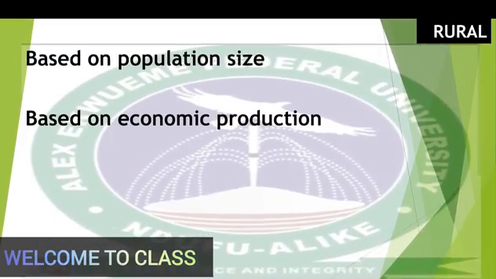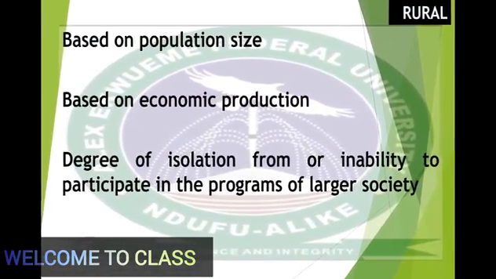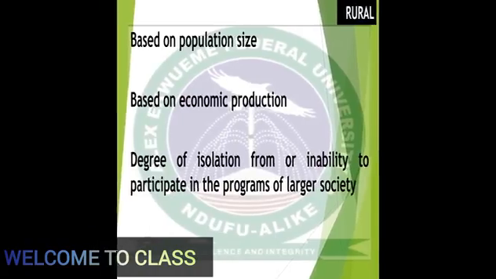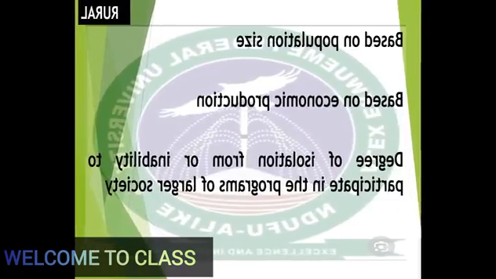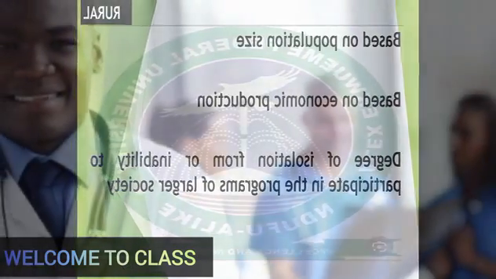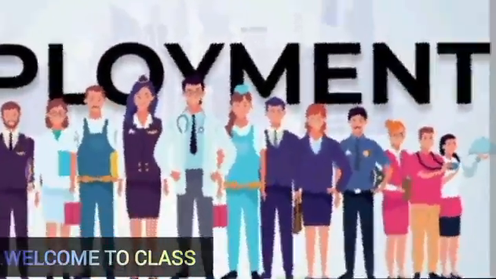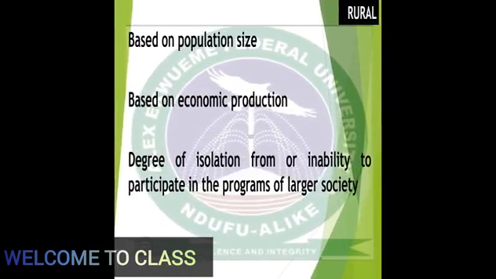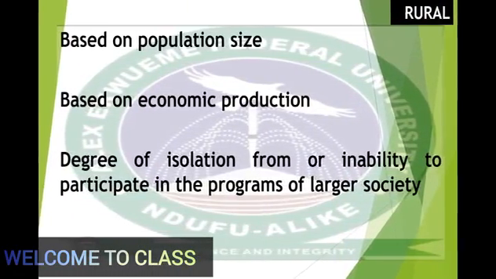Then we may also look at the degree of isolation or inability to participate in the programs of the larger society. Here we are looking at access to such things as level of education, quality medical services, employment, transportation, and social services. When you come to the rural areas, access to these variables, you see the level of education there is very low.